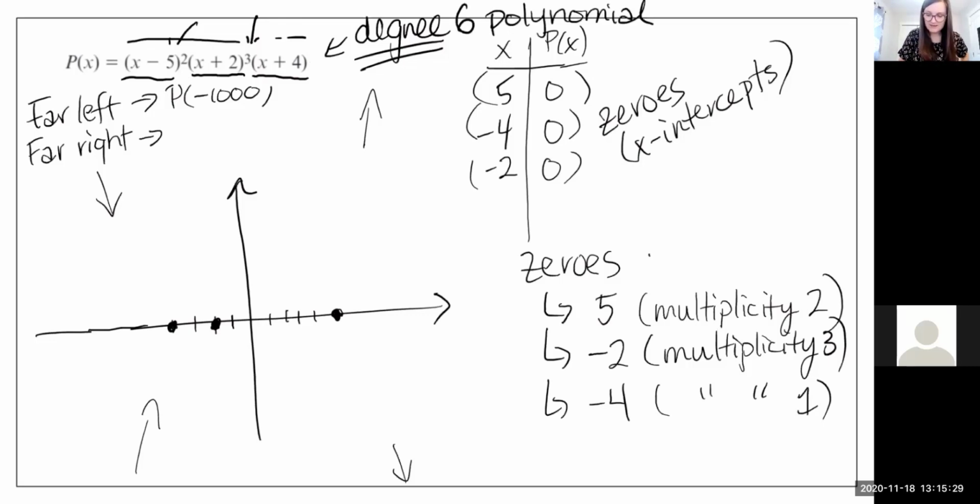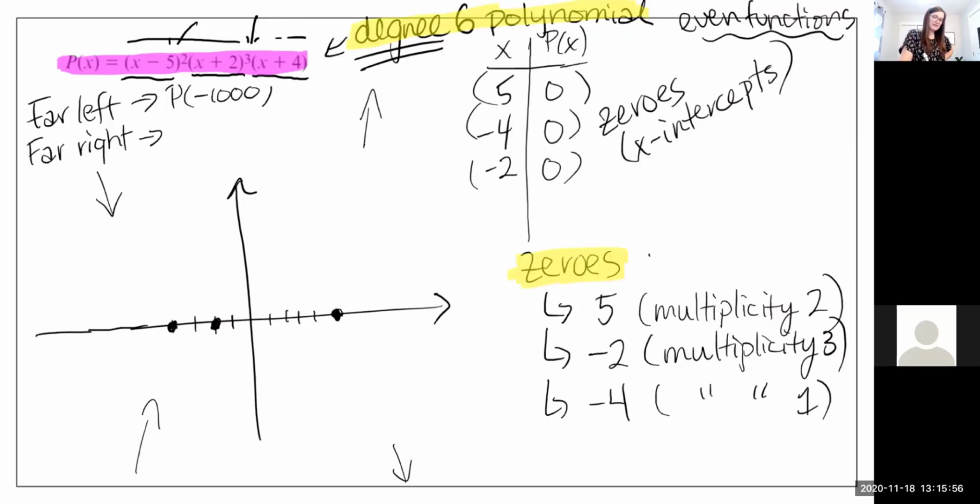Again, you won't necessarily be asked all of this in one question, but these are all questions that can be asked about the same polynomial. Okay, so if it's a degree 6 polynomial, that means it's an even function because it's an even number. And even functions usually, if they start at the top, they'll end at the top. If they start at the bottom, they'll end at the bottom.